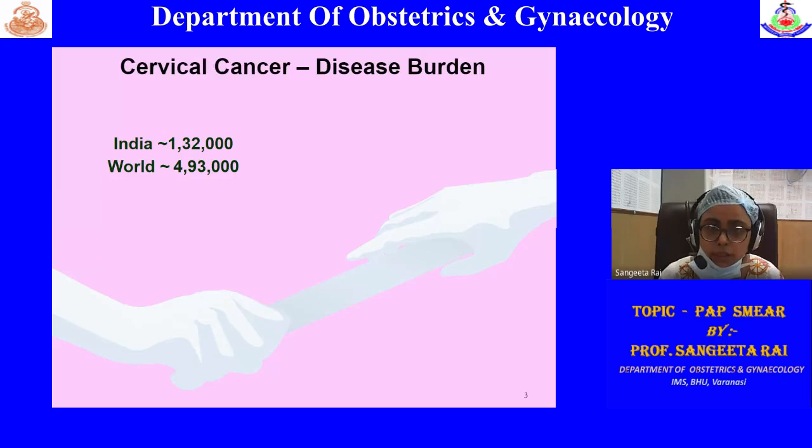In India, the disease burden is 1,32,000 deaths every year, and in the world it is 4,93,000. That is so huge, and still, if we can do this simple test and screen all the patients, we can catch them very early and do the treatment, because if we treat in the early stage, the cure rate is much higher. So we need to know the Pap smear.